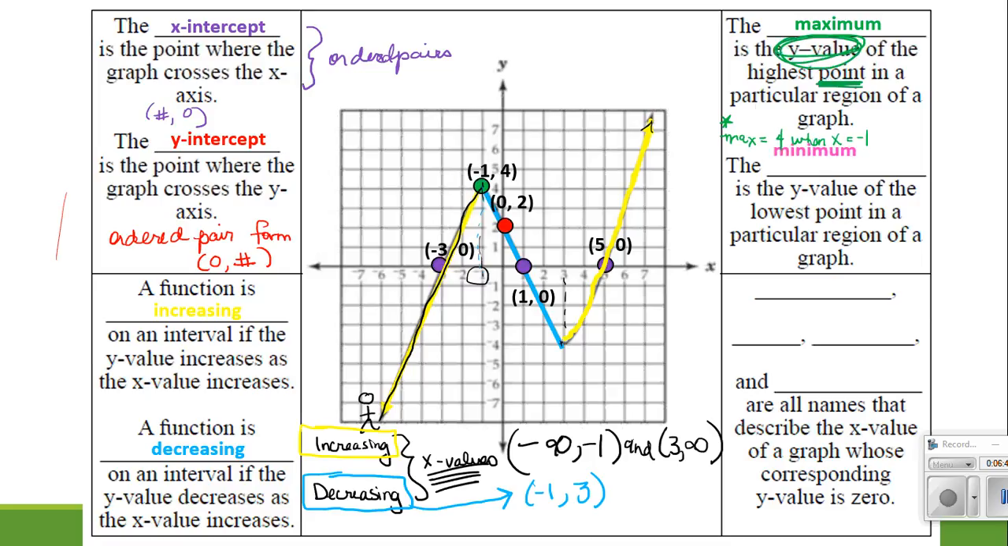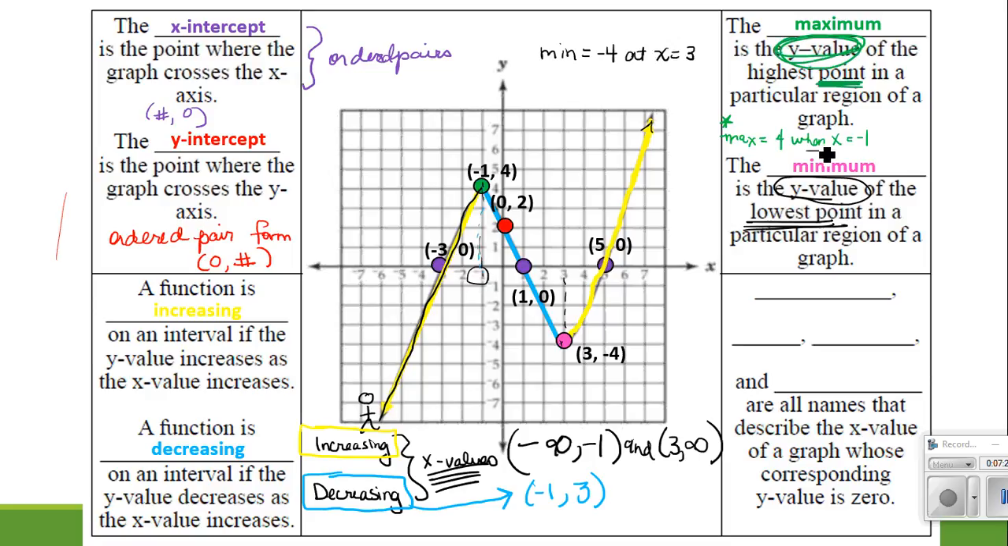Okay, so the minimum value. Well, what would the minimum value be? The minimum value would be the y value at the lowest point. The absolute lowest value of this graph would be negative infinity, but the relative minimum would be a point right there that's showing you relatively this would be the lowest point of the graph in this particular region. We would say the minimum value is equal to -4 at x equals 3.